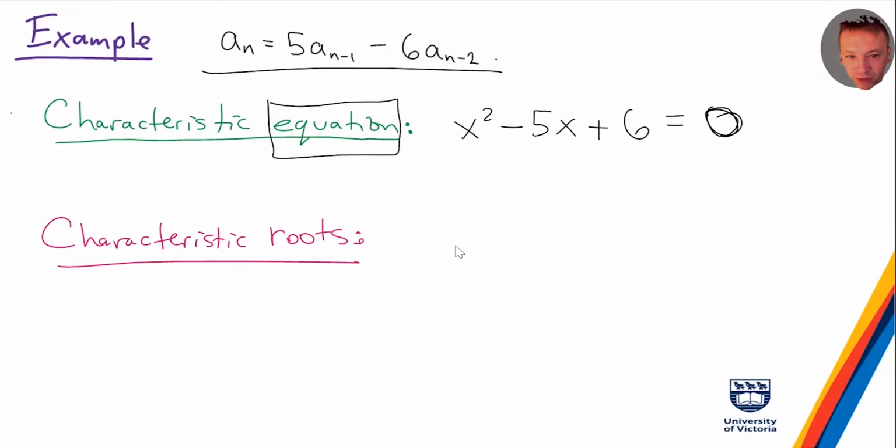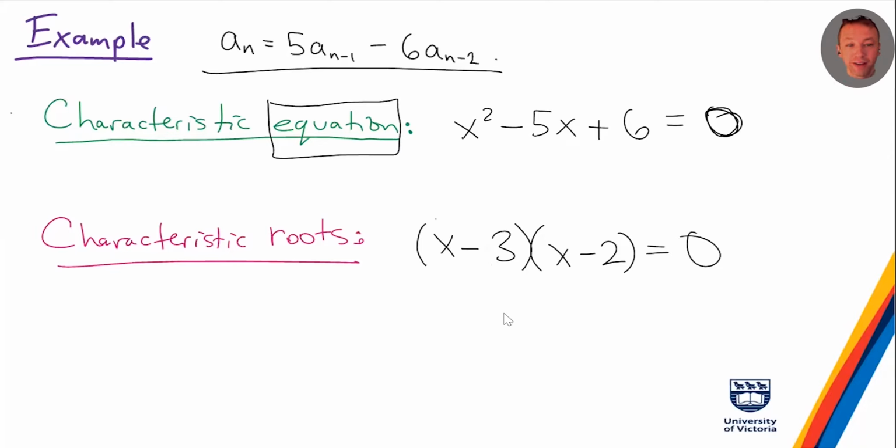Now the characteristic roots are just what you get by solving this quadratic. So what are the roots here? If you look at it, you can see that this factors as (x minus 3)(x minus 2). If you didn't see that, then you can always apply the quadratic formula. So the characteristic roots are x equals 3 and x equals 2.